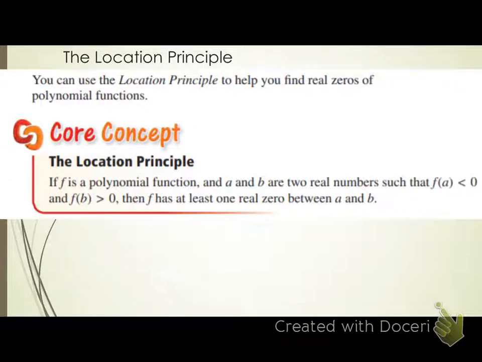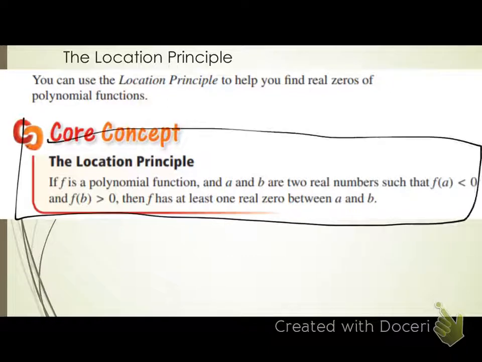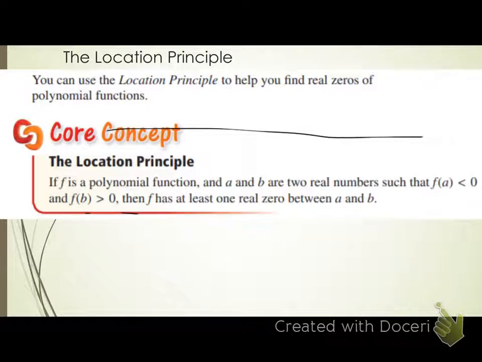The next concept is called the location principle. You can use the location principle to help you find real zeros of polynomial functions. So here's my actual location principle. If f is a polynomial function and a and b are two real numbers such that f of a is less than 0, aka if I plug in a, I would get a negative number, and f of b is greater than 0, so if I plug in b, I get a positive number, then f has at least one real zero between a and b.